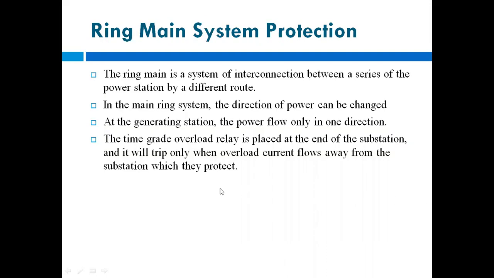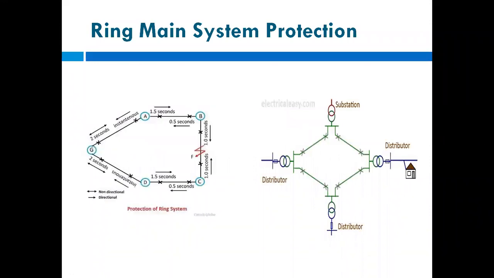Now the third system is the ring main system of protection. Here there is a generating station, and A, B, C, D are the four substations we can consider. If any fault occurs here, the power will be supplied by two substations. Any one substation can supply the power, and if that one fails, there is another substation to supply the power. This is the advantage of the ring main system of protection.